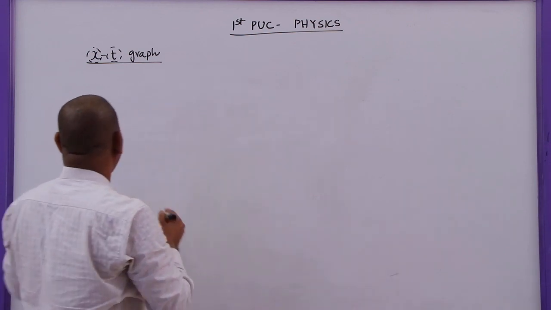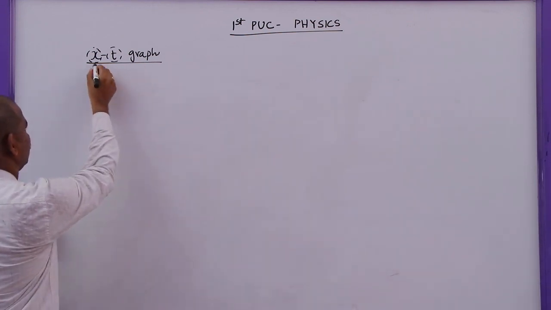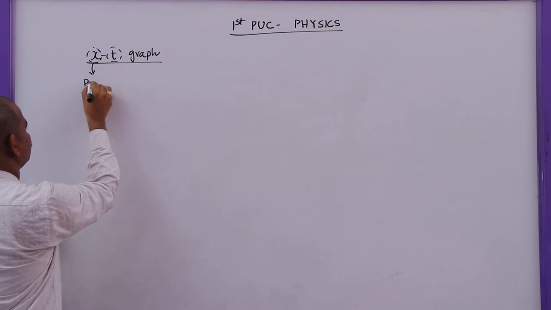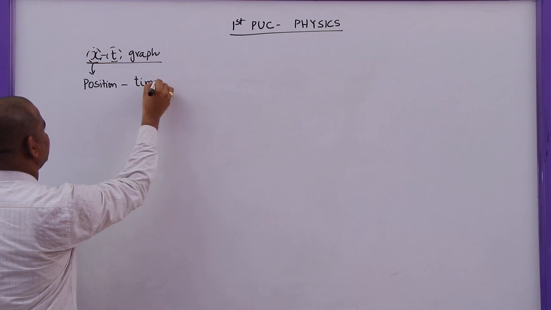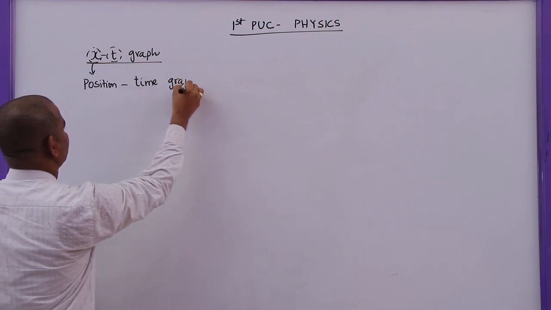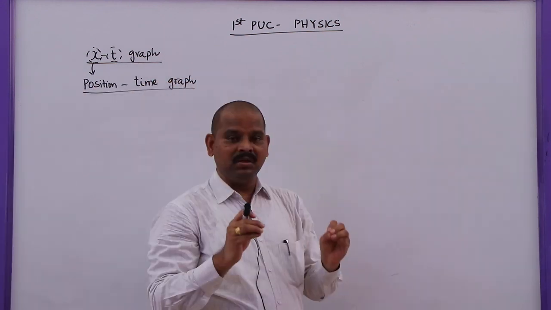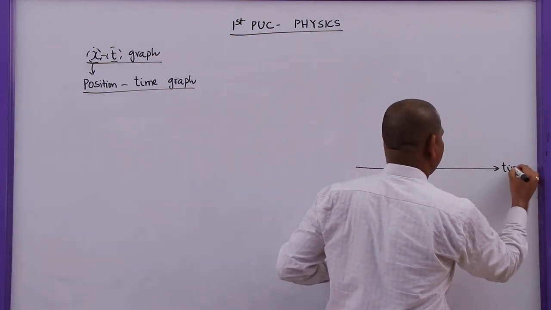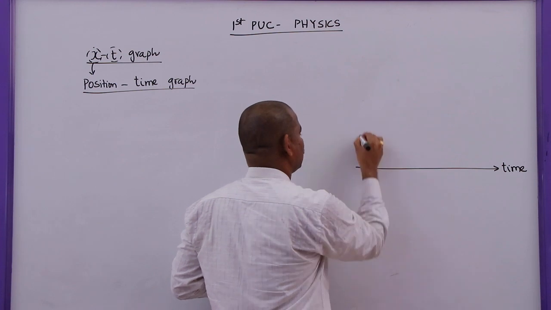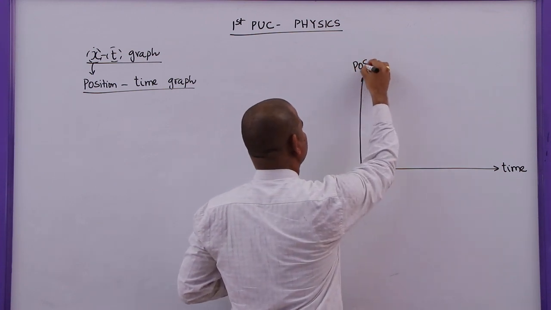So here today I am going to use a xt graph. So I am telling once again, this is the position, this is the time, xt graph or position time graph. So what is this graph? In general, the time will be taken along x-axis. The time is taken along x-axis. The position is taken along y-axis.